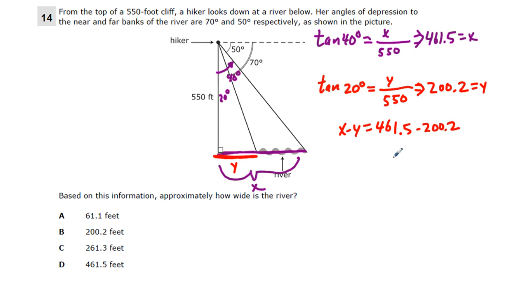My pen is really kind of glitchy today, so that's going to be 261.3. Yeah, it's going to be answer choice C. That really shouldn't be that hard of a problem, but you have to set it up and go through it methodically. You could have used cotangent also, but that's the way I like to do it.